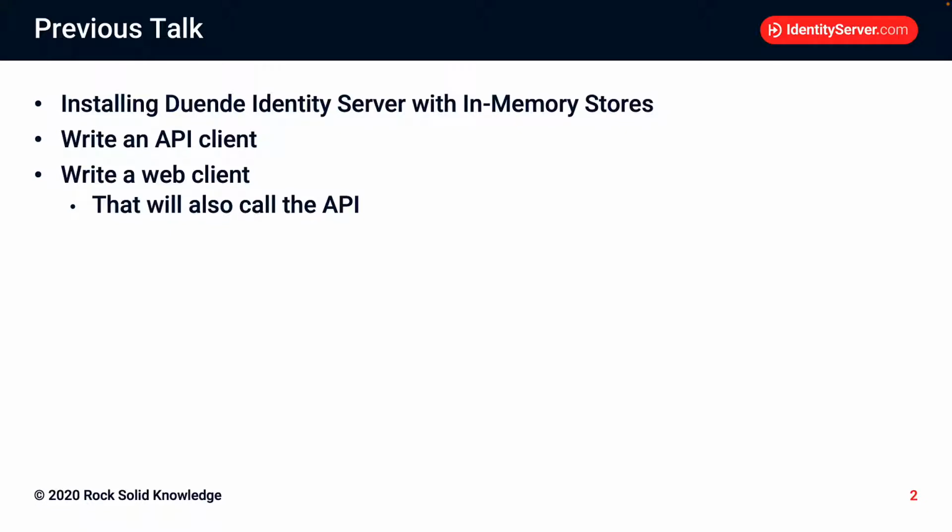So as we said previously, we looked at installing Duende IdentityServer and used in-memory stores. We wrote an API client, and we also wrote a web client. Both of these clients needed authorization, and with the web client, we had to authenticate a user. We also wrote the web client so that it called the API client with the user's access token.